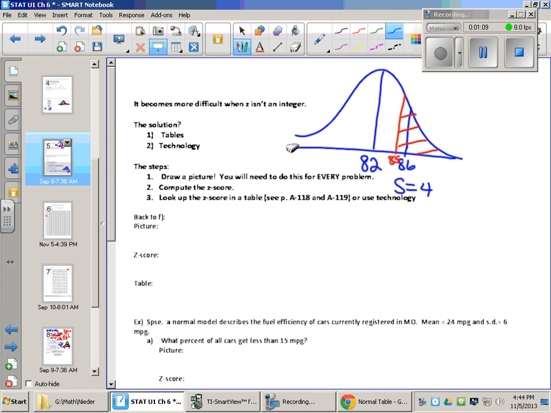So these are the steps we're going to follow. You're going to draw a picture, which we've already done for this first problem here. You draw that normal model, you shade the percent you're trying to find. Make sure you label the mean and that you show your standard deviation, either by just stating it here or by showing it by marking out standard deviations on your graph.